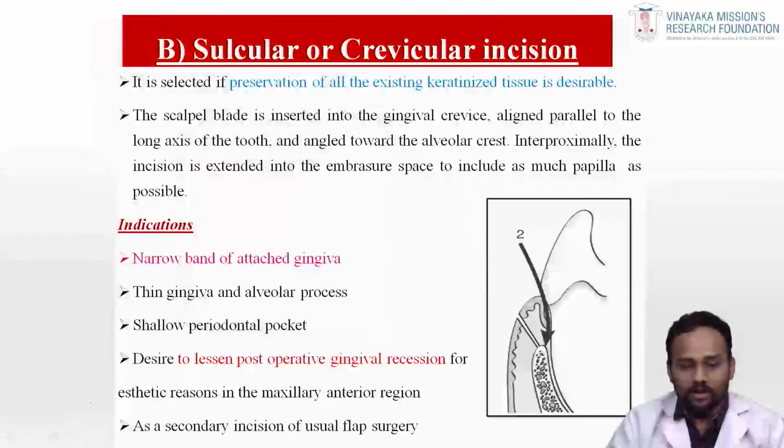Sulcular or crevicular incision is selected if preservation of all existing keratinized tissue is desirable. As for the technique of this flap, in this picture we can see the line is the incision line where the scalpel is directed into the sulcus or crevice of the tooth, along the long axis of the tooth, and directed toward the alveolar bone crest. It has to include all the papilla as much as possible. It is indicated in cases of a narrow band of attached gingiva, thin gingiva or shallow periodontal pockets.